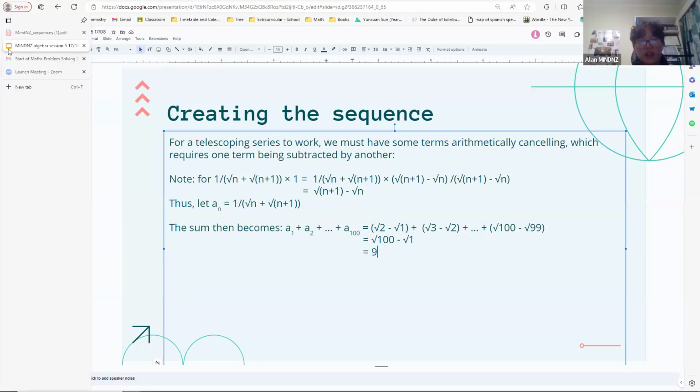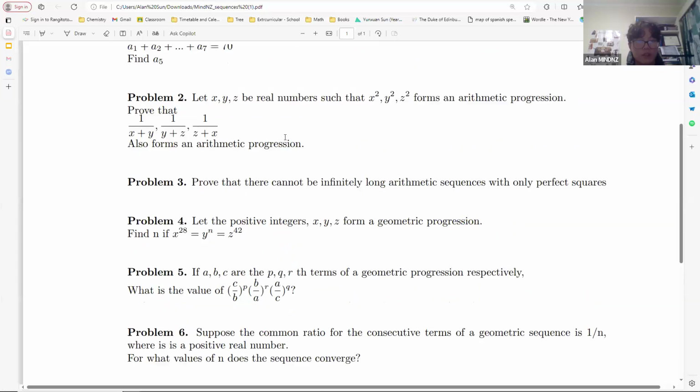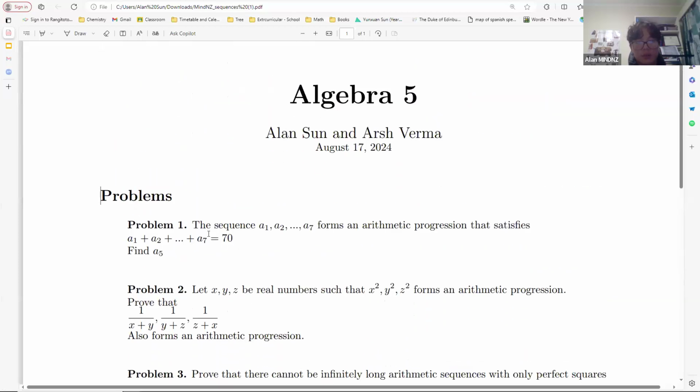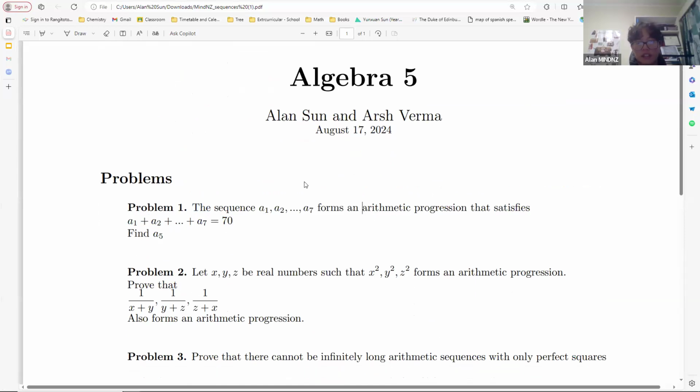So now we'll go over the handout problems. Start from problem 1. It's a recap of the arithmetic sequence. I'll give you guys 30 seconds to try it.